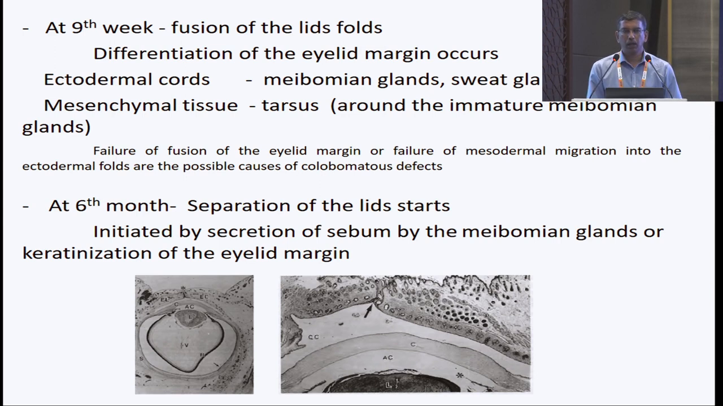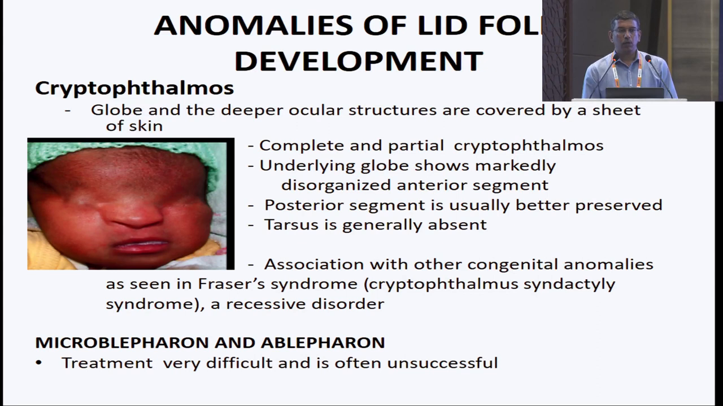And what is the trigger for the separation is not exactly known, but it is said that the secretion of sebum or keratinization of the lid margin is the trigger for the separation of the lid at 6 months. So as we say, this is the development. So what are the anomalies?